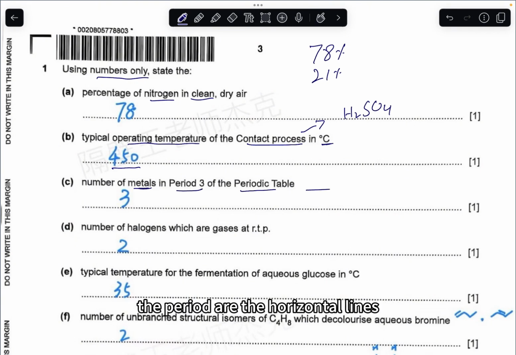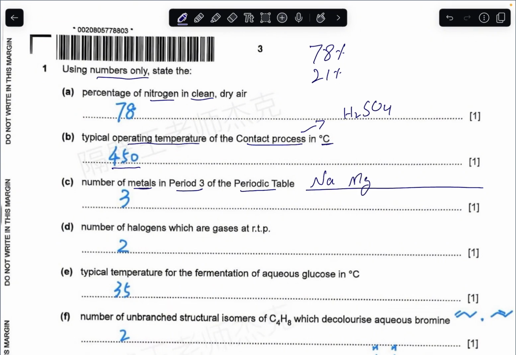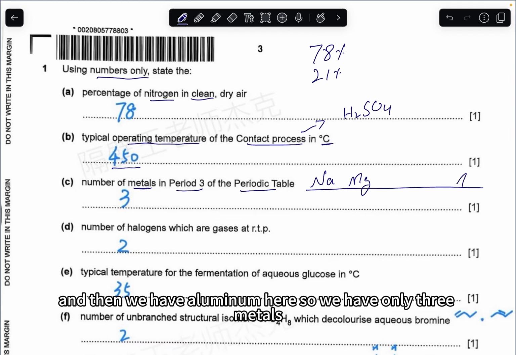The next one they ask you is the number of metals in period 3 in the periodic table. So periods are the horizontal lines, and if we see period 3, we have sodium and magnesium, and then we have aluminum here. So we have only 3 metals.